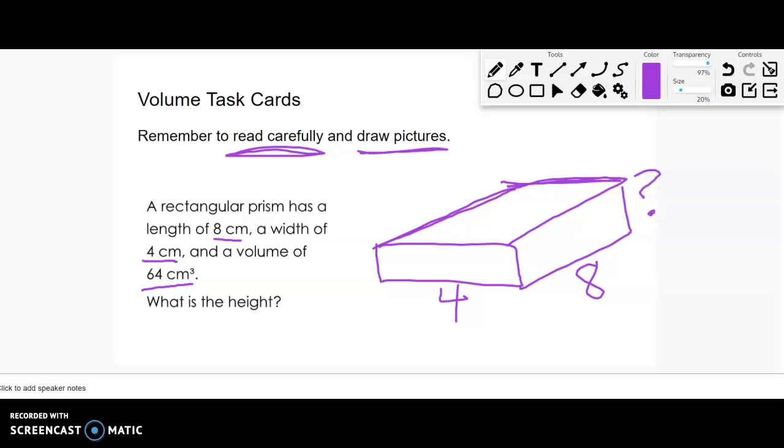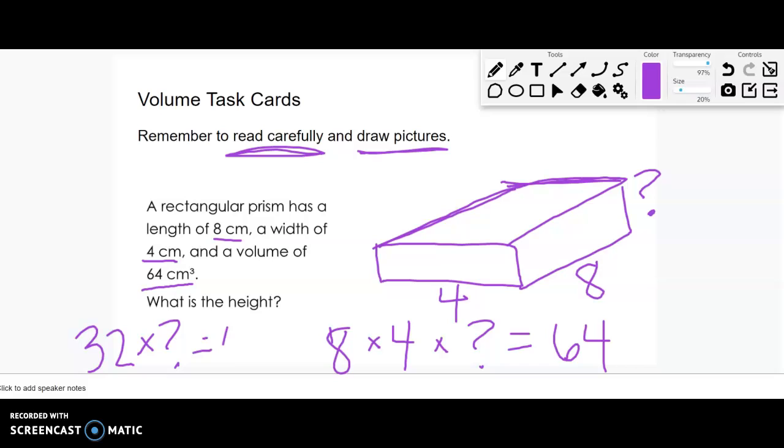volume. So think, how do we usually find volume? We do length times width times our height, which is a mystery, equals 64. Well, I know 8 times 4 is 32, so I know it's 32 times something equals 64. So now I can either guess and check, I might know, or I can do the opposite of multiplication, which is division. I could do 64 divided by 32 to get my answer.